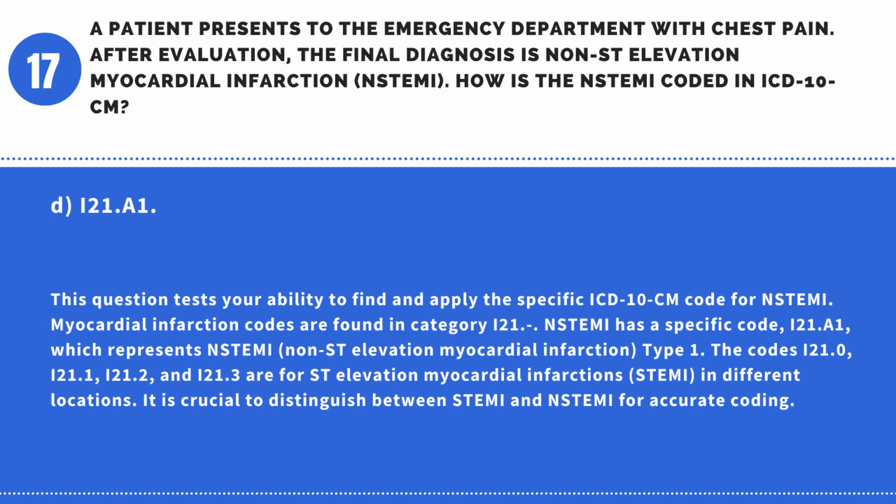Answer D. I21.A1. This question tests your ability to find and apply the specific ICD-10-CM code for NSTEMI. Myocardial infarction codes are found in category I21. NSTEMI has a specific code, I21.A1, which represents myocardial infarction type 2. The codes I21.0, I21.1, I21.2, and I21.3 are for ST elevation myocardial infarctions, STEMI, in different locations. It is crucial to distinguish between STEMI and NSTEMI for accurate coding.